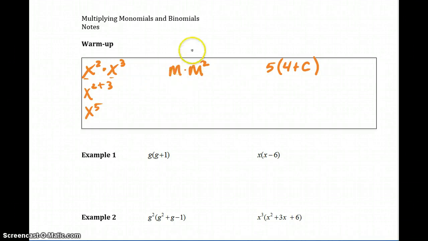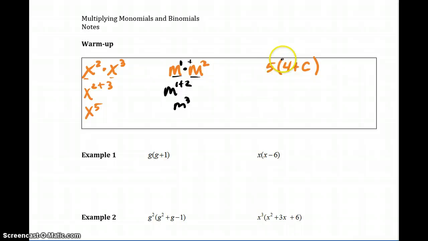One thing to remember is, on problem number 2, if this does not have an exponent there, it's an understood 1. So at this point we have m to the 1 plus 2, and we get m to the 3rd. So we just add these two exponents together if we have the same base m, and we're multiplying the two terms together. The last one is the distributive property.